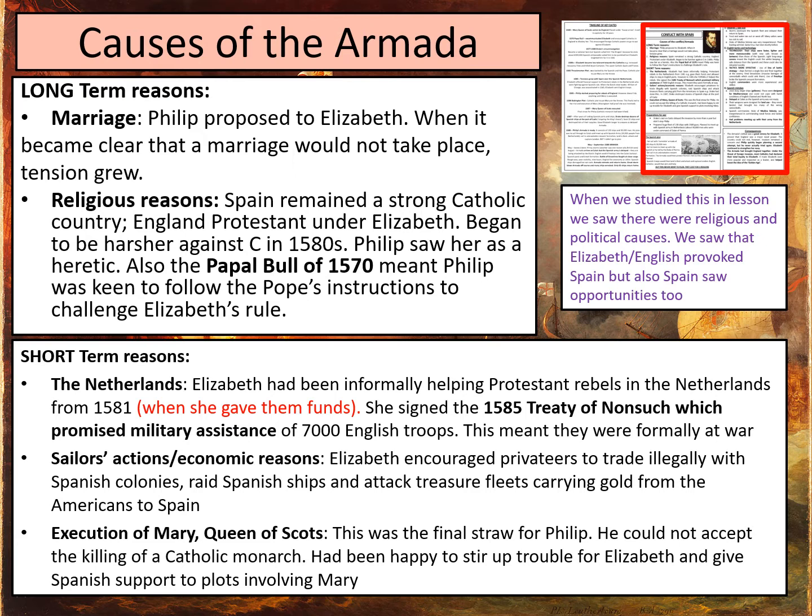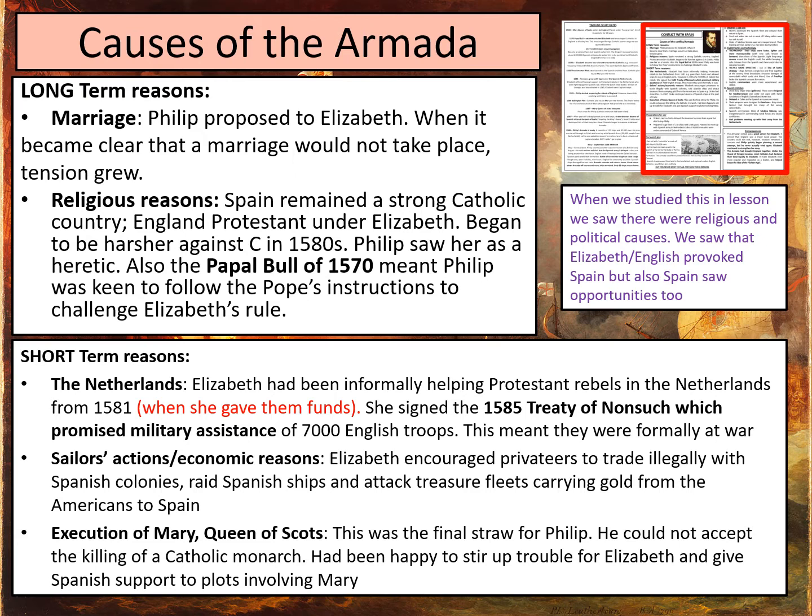So Elizabeth was absolutely encouraging and taking the spoils of English traders, English pirates, actually stealing from the Spanish, taking from their trade routes in a way that was not allowed. And again, that increased tension. And of course, the spark really was the execution of Mary, Queen of Scots. So this was the final straw for Philip.